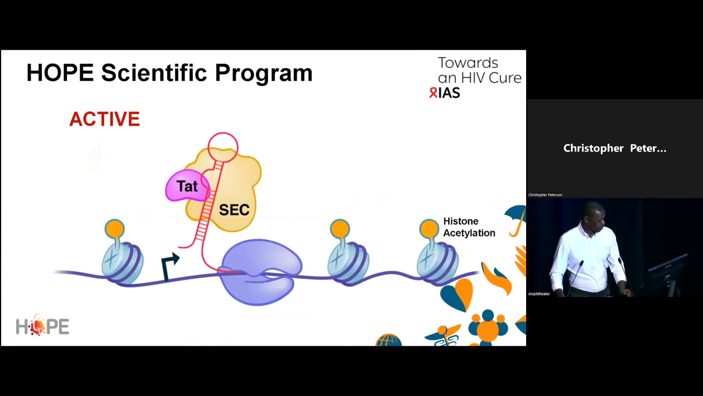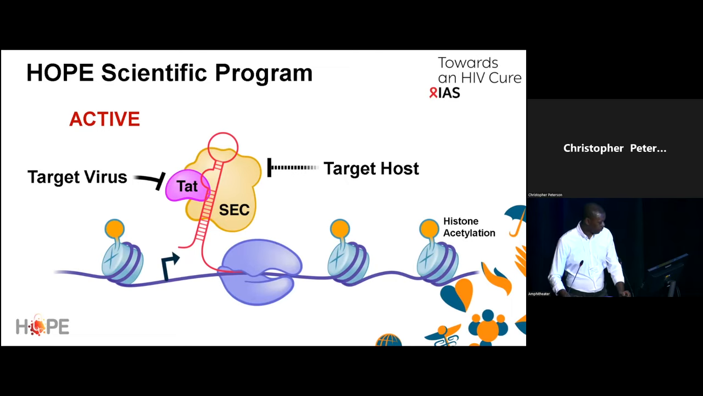So just to give you some background about the active state of the virus, this is really driven by the HIV TAT protein, which binds to the super elongation complex. Together this drives activation. We're really interested in inhibiting the activity of TAT. The host RNA polymerase is an area that we think we can target. We have a number of epigenetic approaches in our lab that we've been using to target the host to silence the virus, but also strategies to target TAT directly through the virus to lead to a latent stage.